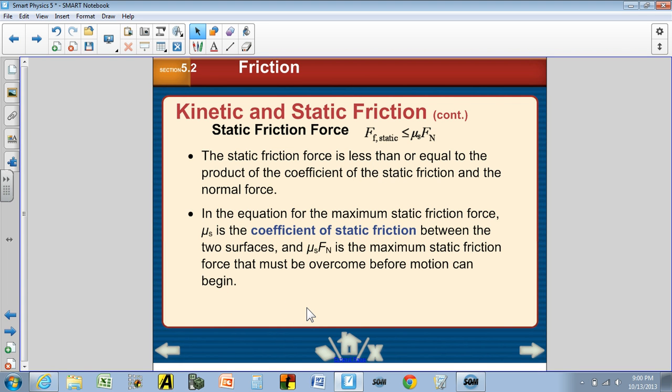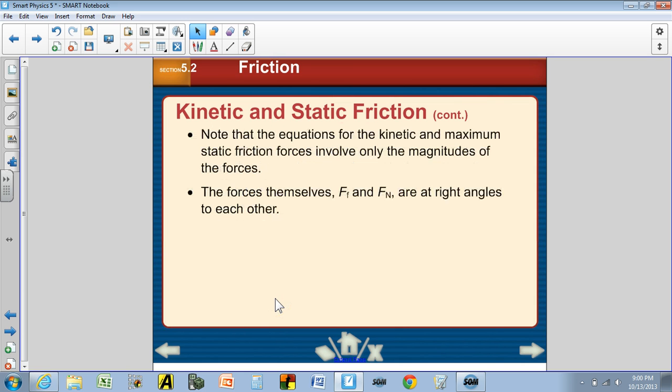In the equation for the maximum static friction, now we're going to use mu s, the coefficient of static friction between the two surfaces, and so we can calculate the maximum static friction by multiplying the normal force times the coefficient of static friction. The equations for kinetic and maximum static friction involve only the magnitudes of the forces. The forces themselves are the friction forces and the normal forces, and they're at right angles to each other.